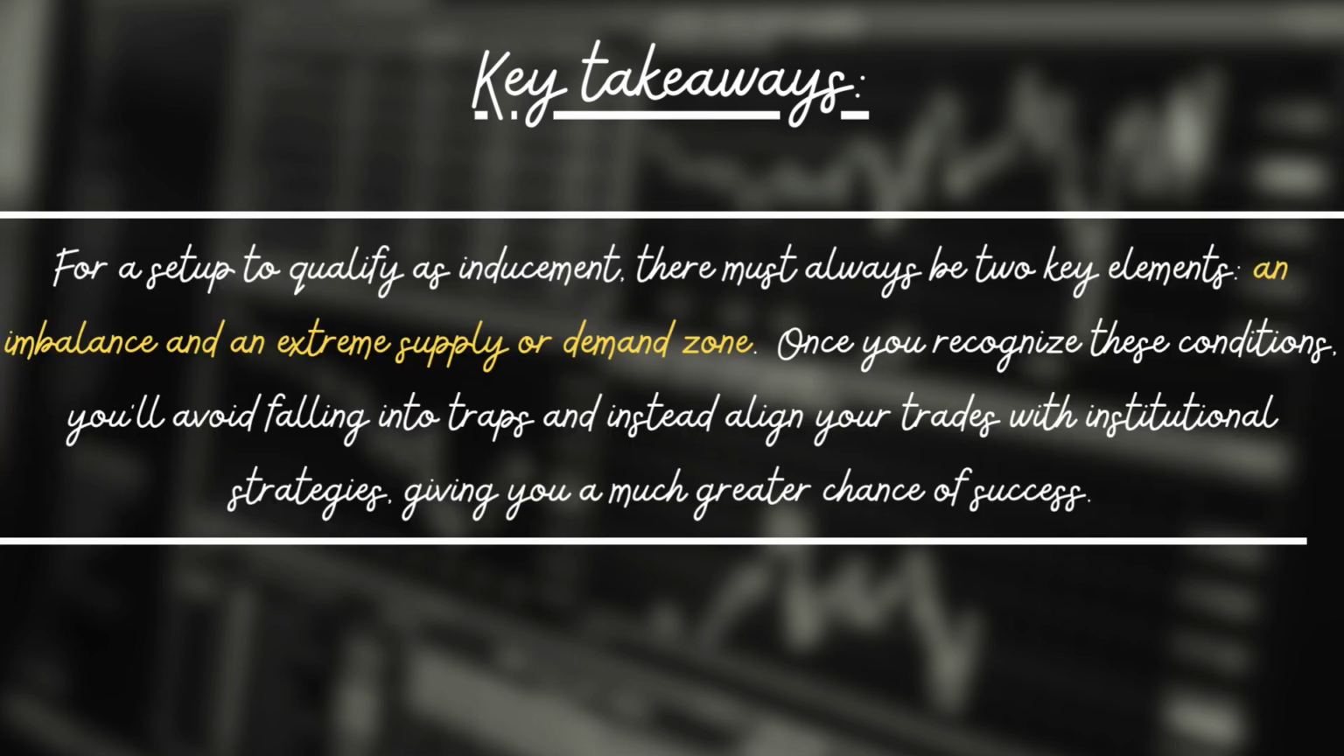From these examples, a clear pattern emerges. To identify inducement, you must examine what's happening around the level, either above or below. For a setup to qualify as inducement, there must always be two key elements, an imbalance and an extreme supply or demand zone. Once you recognize these conditions, you'll avoid falling into traps and instead align your trades with institutional strategies, giving you a much greater chance of success.